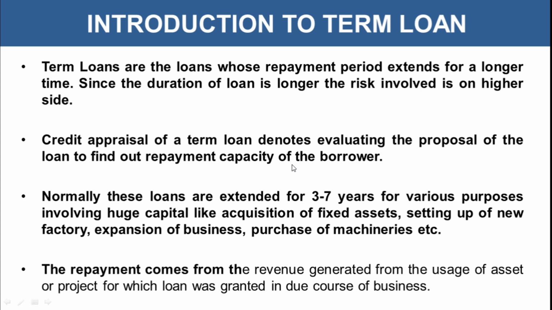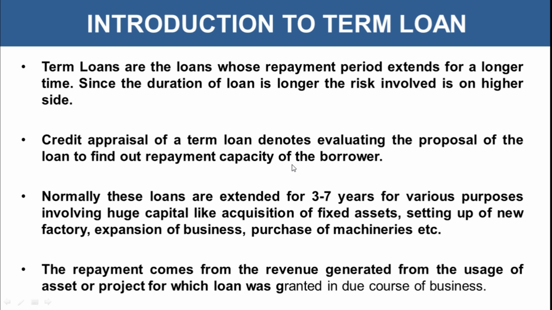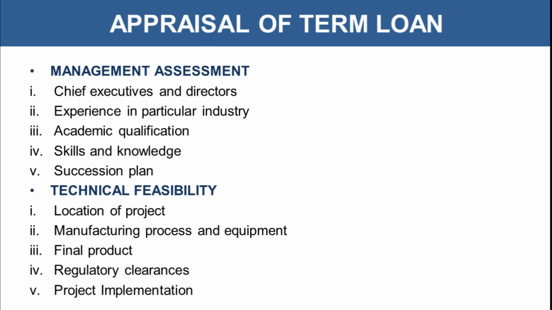The repayment comes from revenue generated from the use of asset or project for which loan was granted in due course of business. So for any particular acquisition of asset or for any particular project for which the loan was taken, the cash flows that would be generated by the use of that asset or through that project would determine the repayment capacity of that business. So that cash flow generation should also be analyzed. Now let's move to appraisal of term loans.